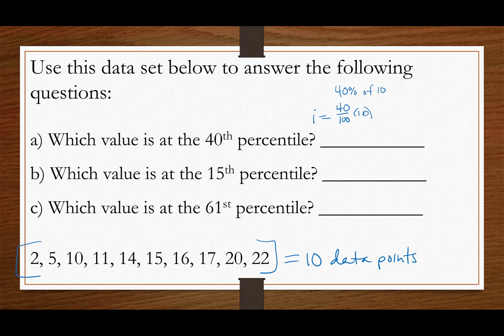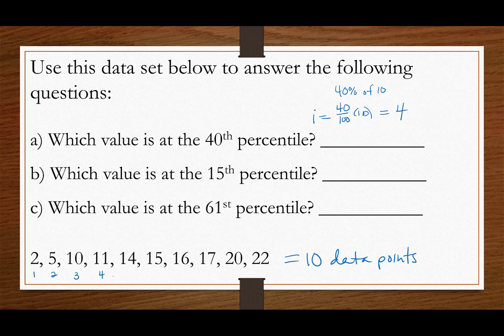Okay, so we're going to type that into the calculator. You could also just type in 0.4 instead of 40 over 100. Either way is correct. But this is going to give us the number 4. Now guys, that is not the answer. That is I, which is the position of the data. So let's go down here and look at our data. 2 is in position 1, I equals 1, we could say. 5 is 2, 10 is in position 3, 11 is in position 4.